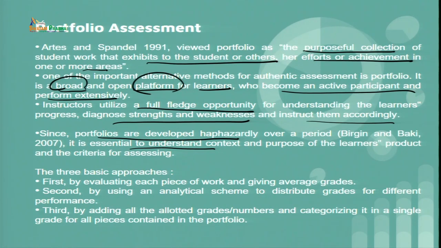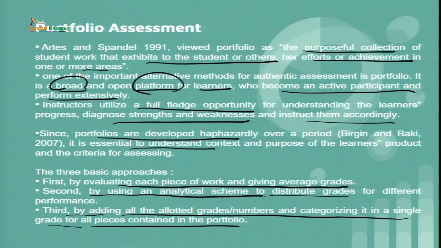Besides this, there are three approaches towards portfolio assessment. First, by evaluating each piece of work and giving average grades. Second, by using an analytical scheme to distribute grades for different performances. And third, by adding all the allotted grade numbers and categorizing it in a single grade for all pieces contained in the portfolio. So these are the three basic approaches to how you can look at portfolio assessment and categorize it in different grades. So first you can evaluate, then you can use your analytical scheme to distribute grades, and thirdly, you can give a grade to each skill or piece contained in the portfolio.